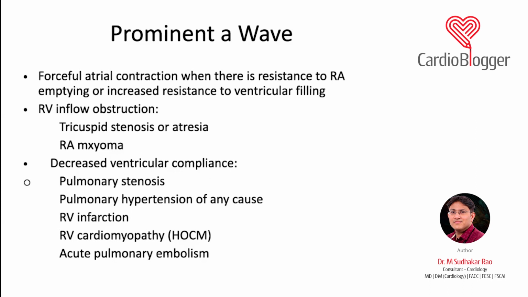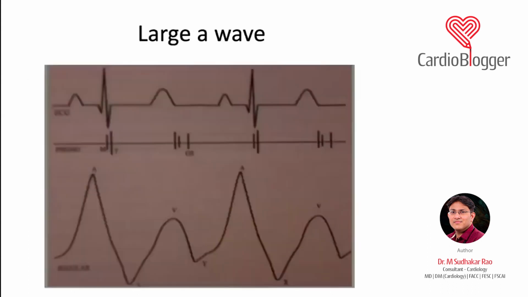Apart from that, one of the rarer causes, which we do not see in JVP much, is acute pulmonary embolism, where the RV compliance comes down and we get a prominent A wave. So if you remember this many causes and this much mechanism, I think it is fair and good for the exam.